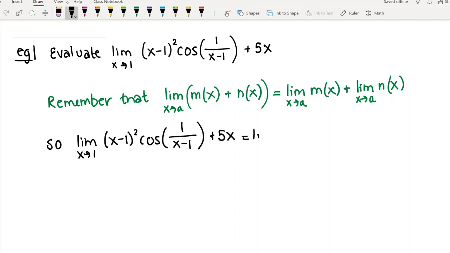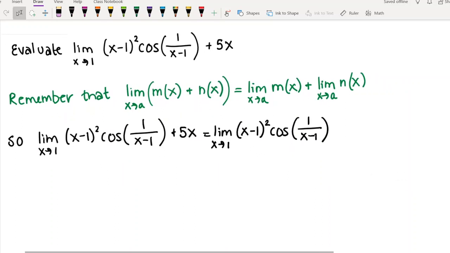Instead of evaluating that all as one item, we can treat it as two separate things. We can first figure out the limit as x approaches 1 of (x minus 1) squared times cosine of 1 over (x minus 1). I might be running out of space here, so let me scroll a little bit. And then individually, we can take the limit as x approaches 1 of 5x, deal with those as two separate problems, and then at the end, put them back together.